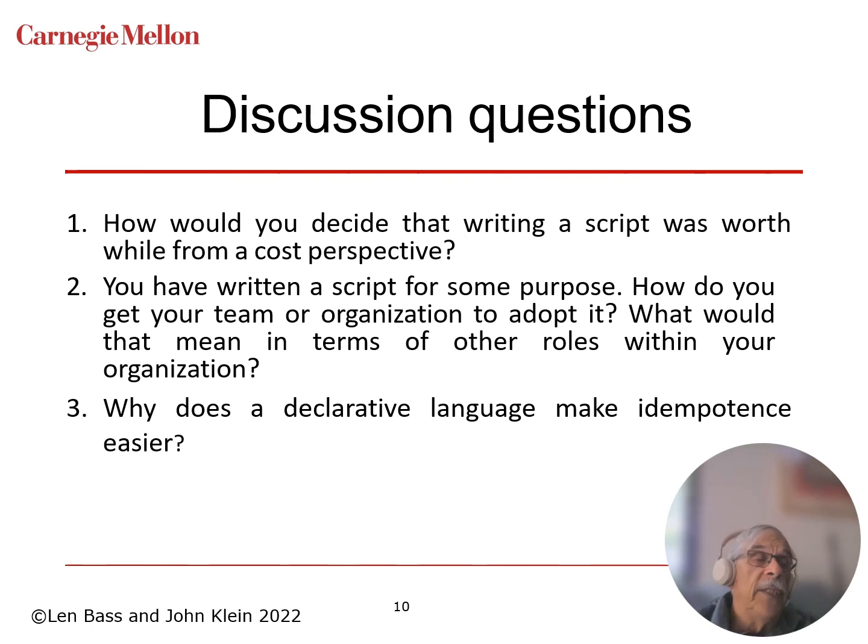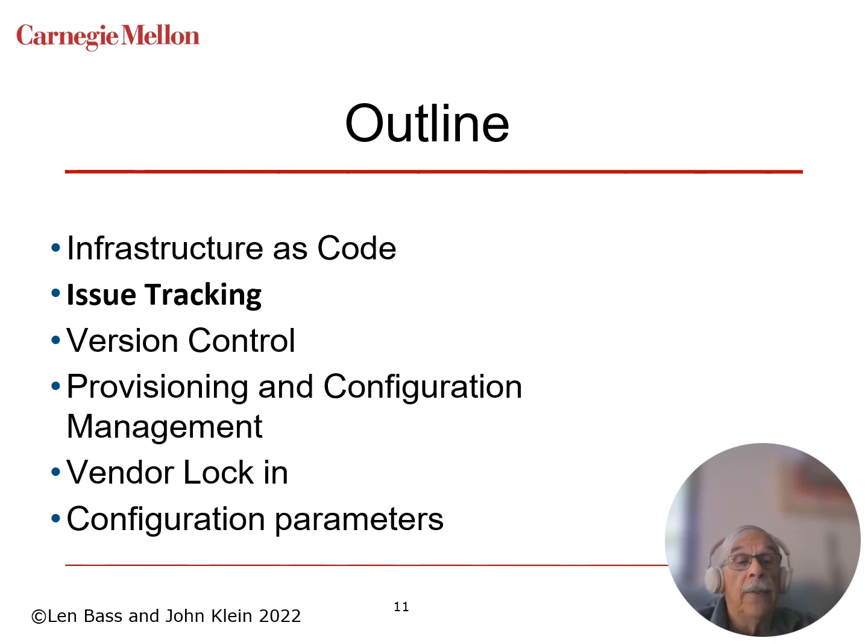So just because you've done something and you share it with your team members doesn't mean that your team members willingly adopt it. And so there has to be some sort of rationale why you did it. And it has to be convincing to your team members. And why does a declarative language make idempotency easier? So you remember what a declarative language is from the introduction to DevOps, the things you should know. So declarative versus imperative. So most scripting languages are declarative, not all.